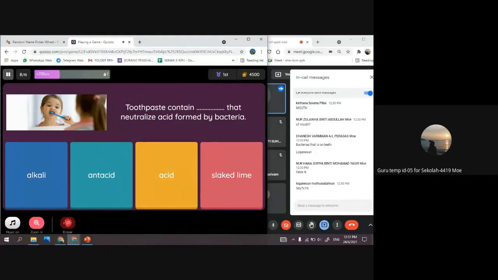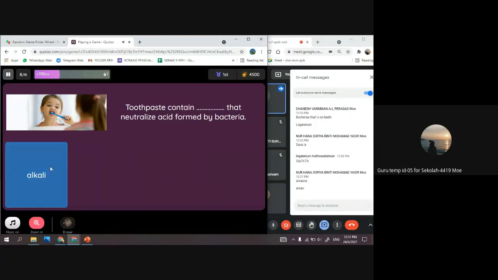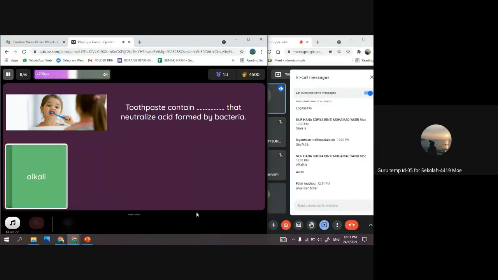Toothpaste contains what? That neutralizes acid formed by bacteria. Ni pun senang. So, Hana Sofia? Alkali. Okay, betul. Okay, betul. Hana Sofia and Fatin.